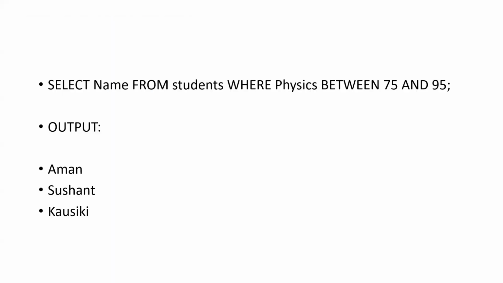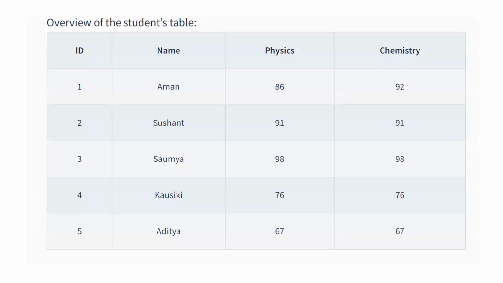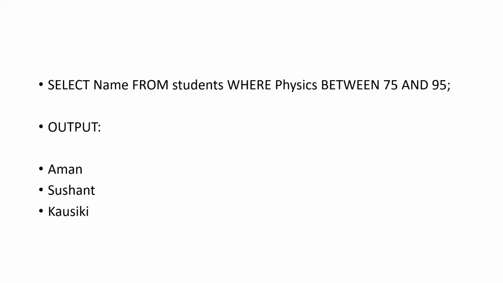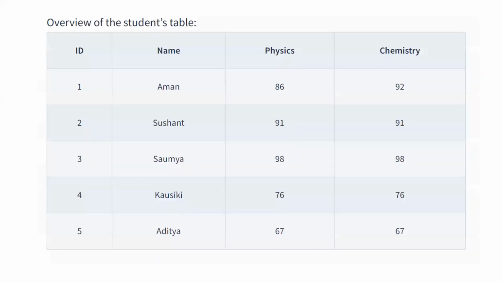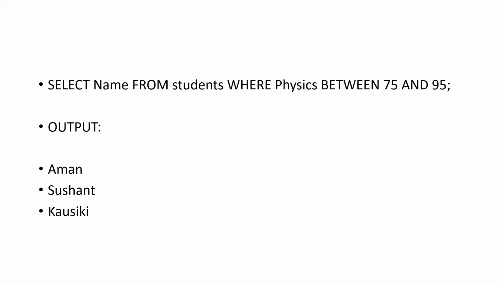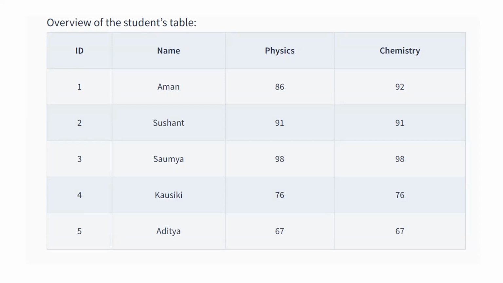So I'm going to fetch the records of those who are getting marks between 75 and 95 only. So Aditya is not getting more than 75. Then all the remaining members are getting between 75 and 95. Soumya is getting 98, but we are fetching up to 95 only. So Aman, then Shushant, then Kausiki. There are three records available for this query.